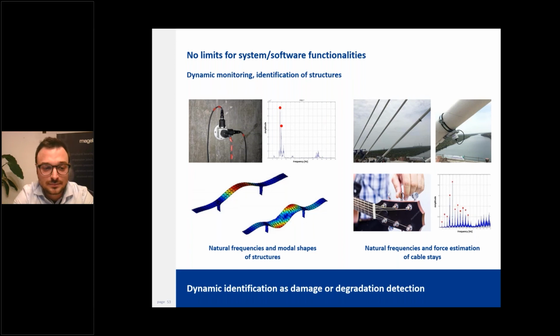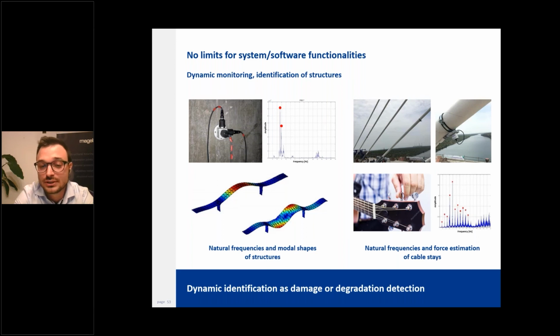On the right, we see an example of dynamic identification of cable stays. Here, modal shapes are well known and not very interesting. More interesting are the natural frequencies, from which the axial force can be calculated. Cable stays are cables, so elements with no bending stiffness, and their frequencies depend on the geometry, length, and weight, and on the axial force.